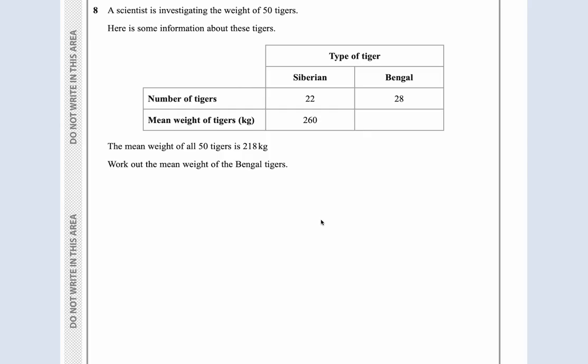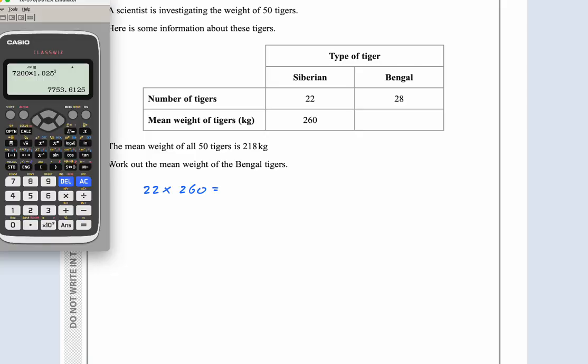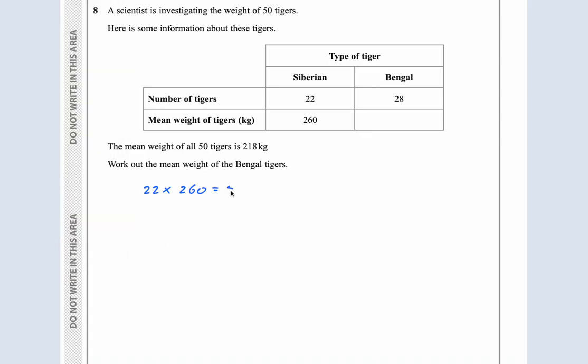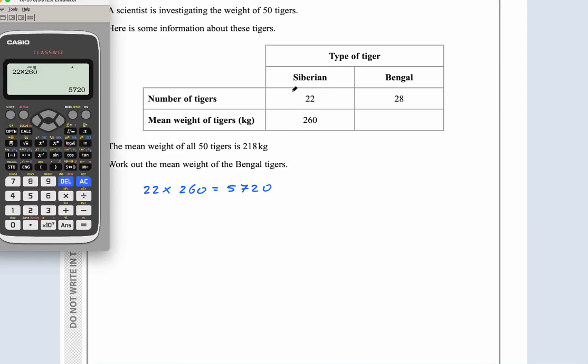Question 8. Scientist is investigating the weight of 50 tigers. The mean weight of all 50 tigers is this. Work out the mean weight of Bengal tigers. Okay, so 22 Siberian tigers. Let's pretend they all weigh 260, because that will give me the total weight of Siberian tigers. 22 times 260 is 5720. So this is the total weight, 5720, of the Siberian tigers. Okay.